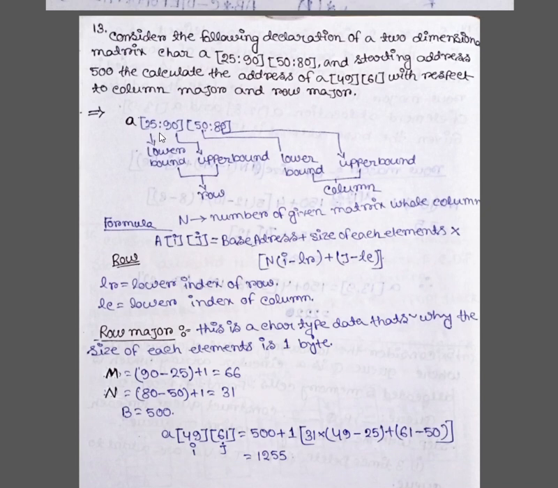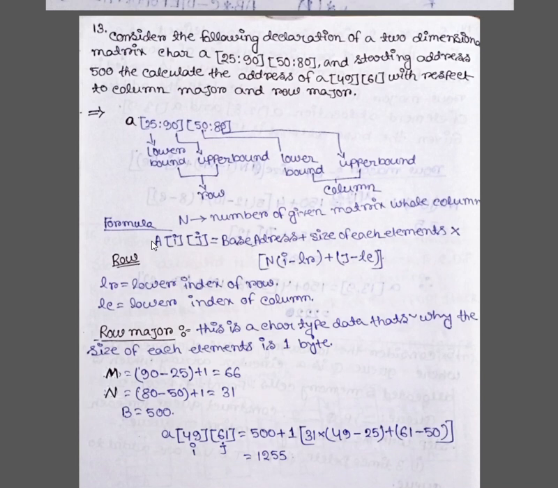And this is the lower boundary. This 25 is the lower boundary, 90 is the upper boundary for row. For row, 25 is the lower boundary, 90 is the upper boundary, and for column, 50 is the lower boundary and 80 is the upper boundary.